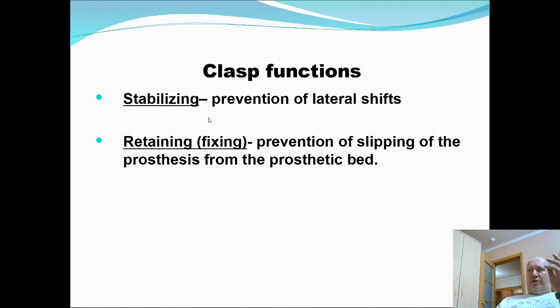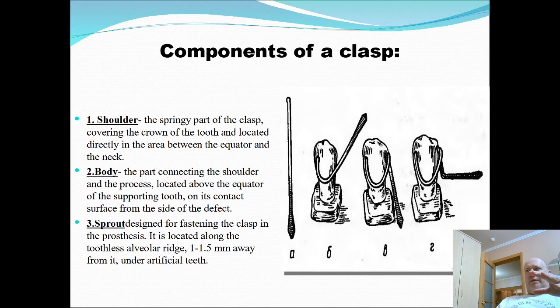Clasp function has two parts. This is stabilizing, the prevention of lateral shifts, and retaining, fixing, the prevention of slipping of the prosthesis from the prosthetic field. Components of the clasp: first, shoulder. Then the next one is a body, and then a sprout. It's designed for fastening the clasp into the prosthesis. Yes.